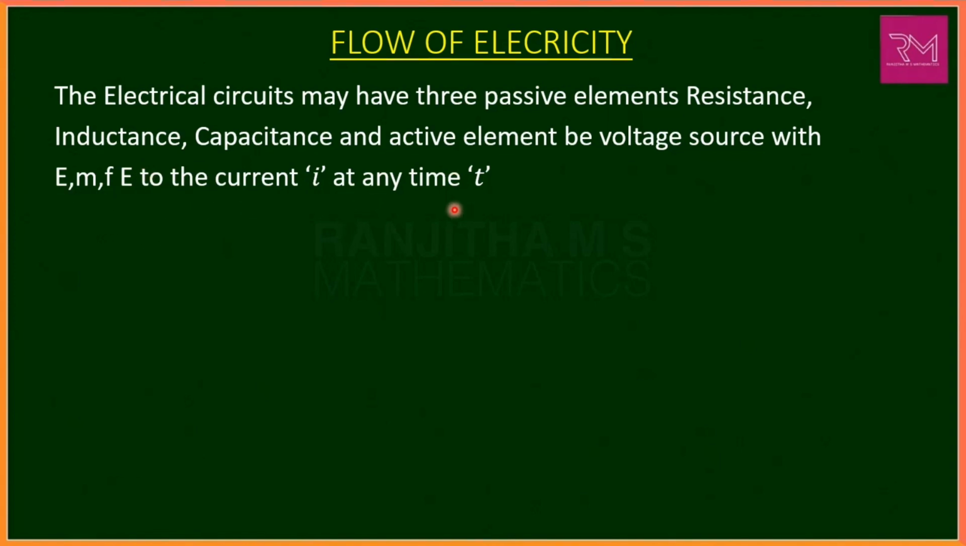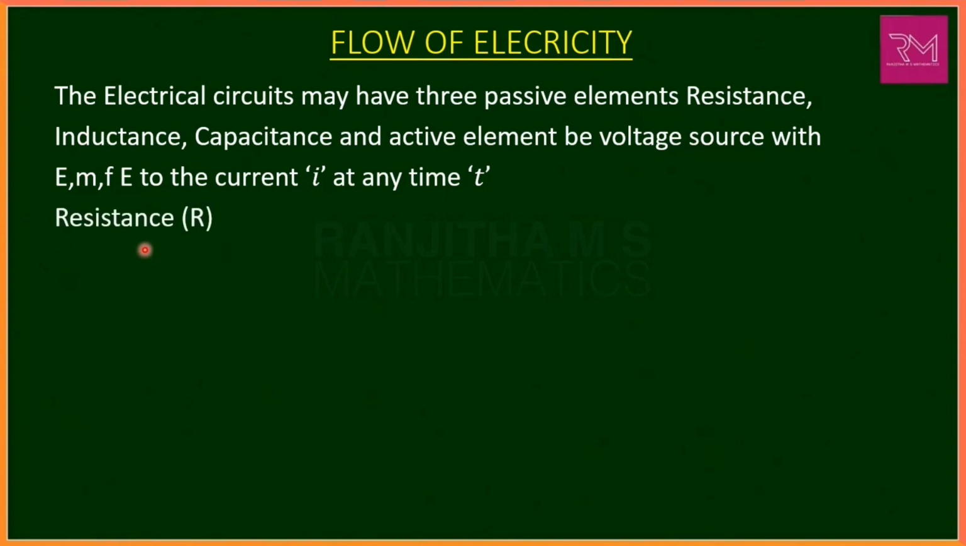That means to form any electric circuit, it must contain a passive element as well as an active element. Passive elements may be resistance, inductance or capacitance, and the active element is a voltage source with an EMF, that means electromotive force E, to the current I at any time t. These are the basic requirements to form any electrical circuit.